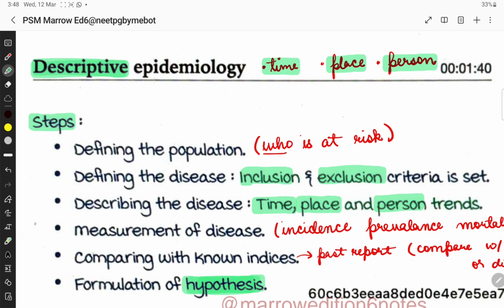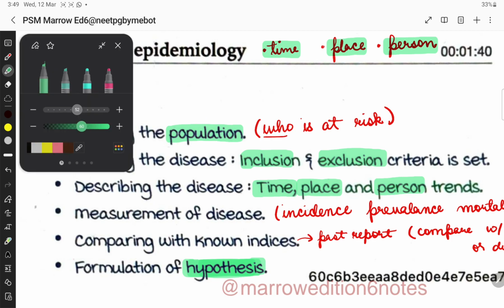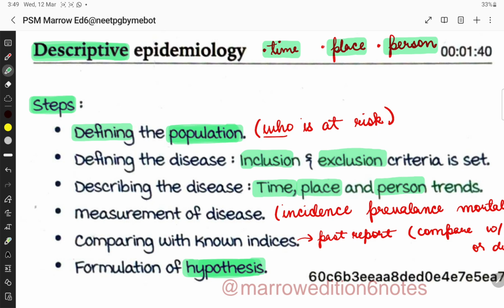The steps in descriptive epidemiology are: first, defining the population, like who is at risk. Then defining the disease, that is setting inclusion and exclusion criteria. So while defining a disease, inclusion and exclusion criteria are required.